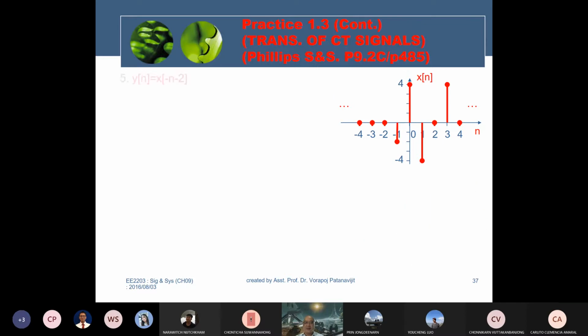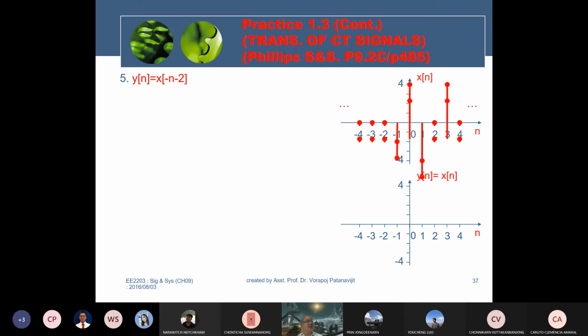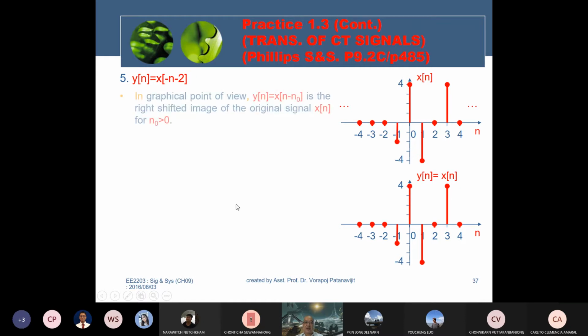Next one, yn equal to x minus n minus 2. Minus n represents time reversal. Minus 2 represents time shifting. We proceed for the time shifting first.